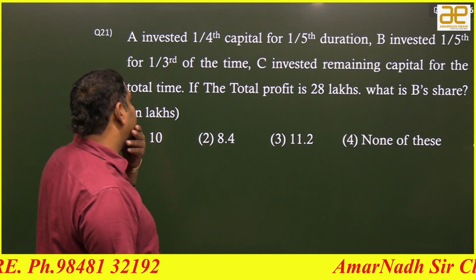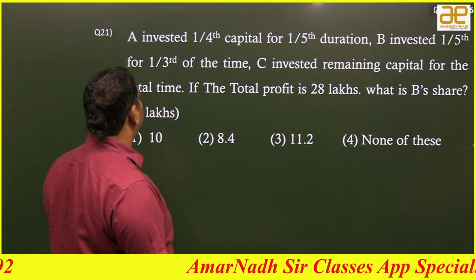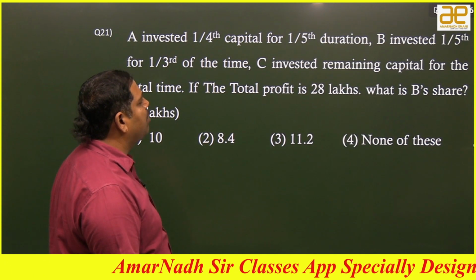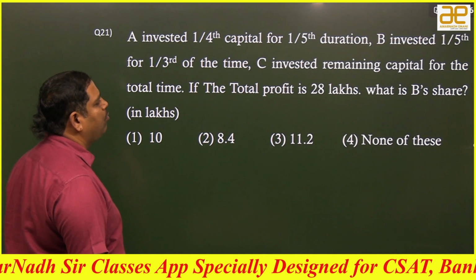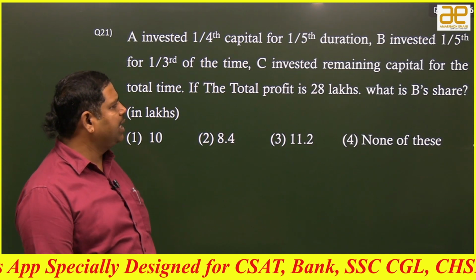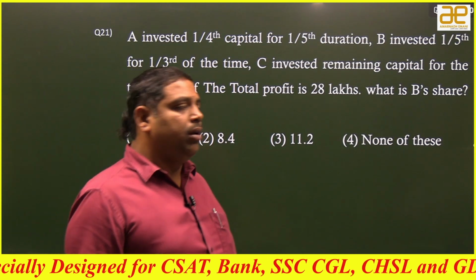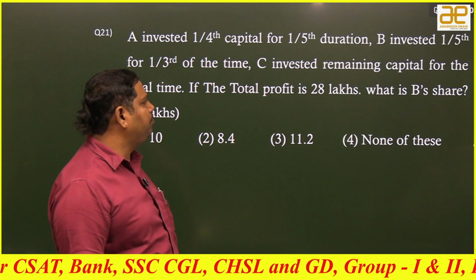A invested 1/4 capital for 1/5 duration. B invested 1/5 for 1/3 of the time. C invested the remaining capital for the total time. If the total profit is 28 lakhs, what is B's share in lakhs? Similar question, right? First you try it, then I will explain. Right. See the solution for it.